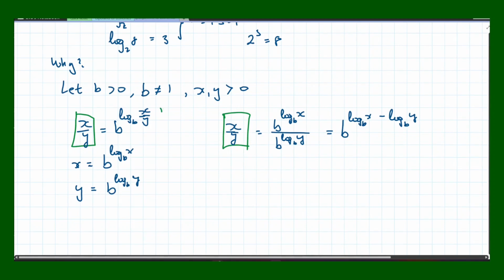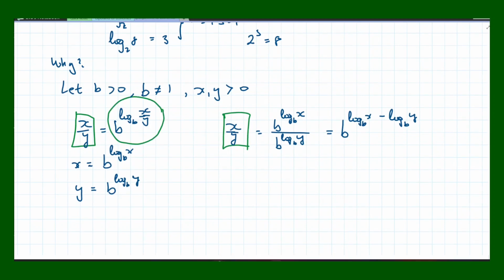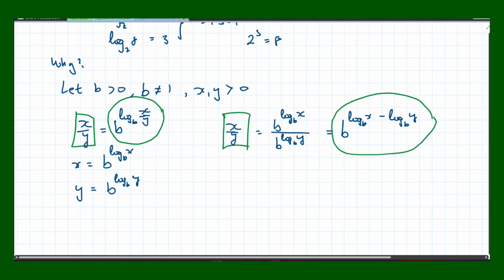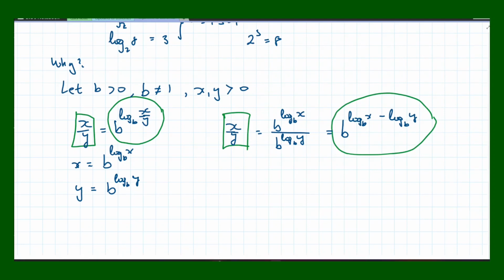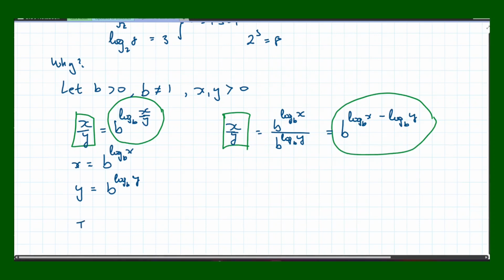Now, what's important here for me is that I expressed x over y in two different forms. The first form is just b to the log base b of x over y, but the other form is b to the log base b of x minus log base b of y. Because the starting expressions are exactly the same, the expressions I ended up with also have to be equal. So therefore, I can claim that b to the log base b of x over y has to be equal to b to the log base b of x minus log base b of y.